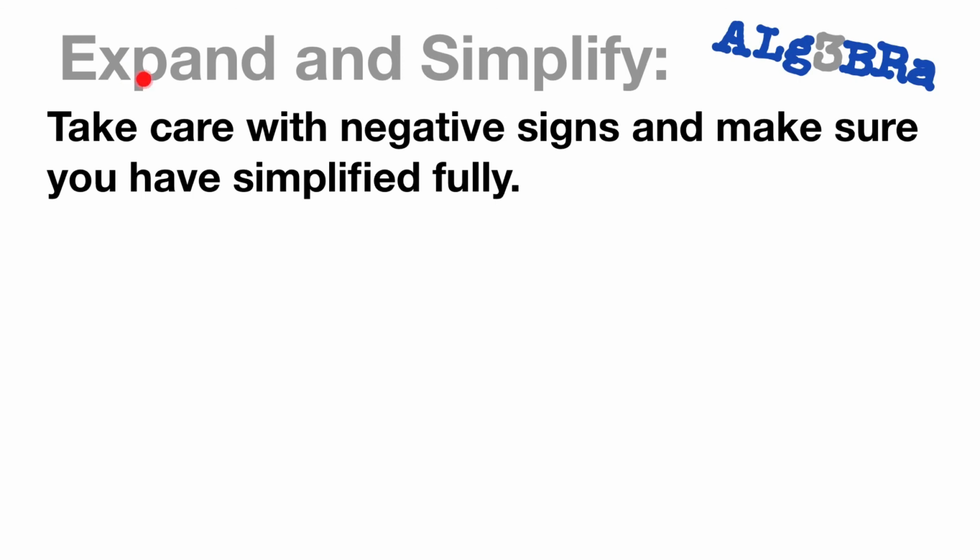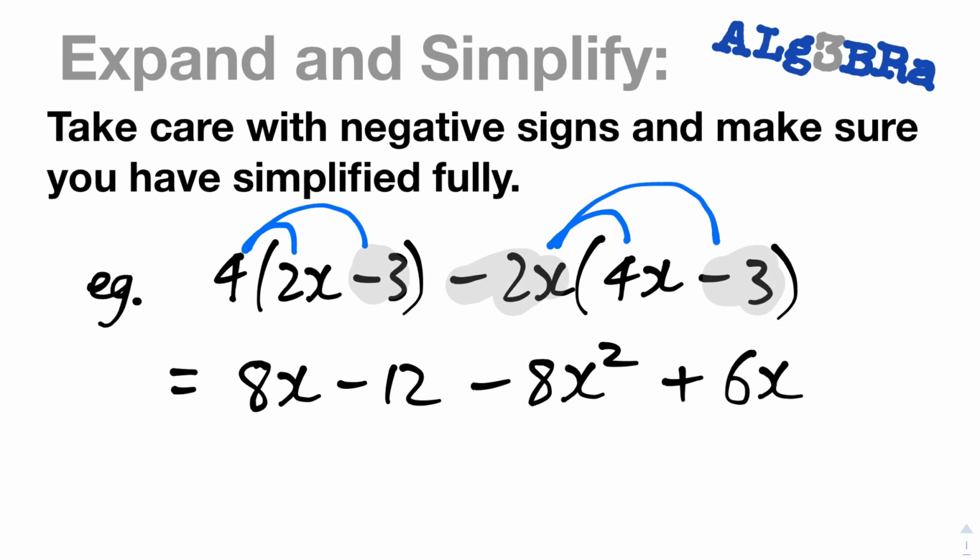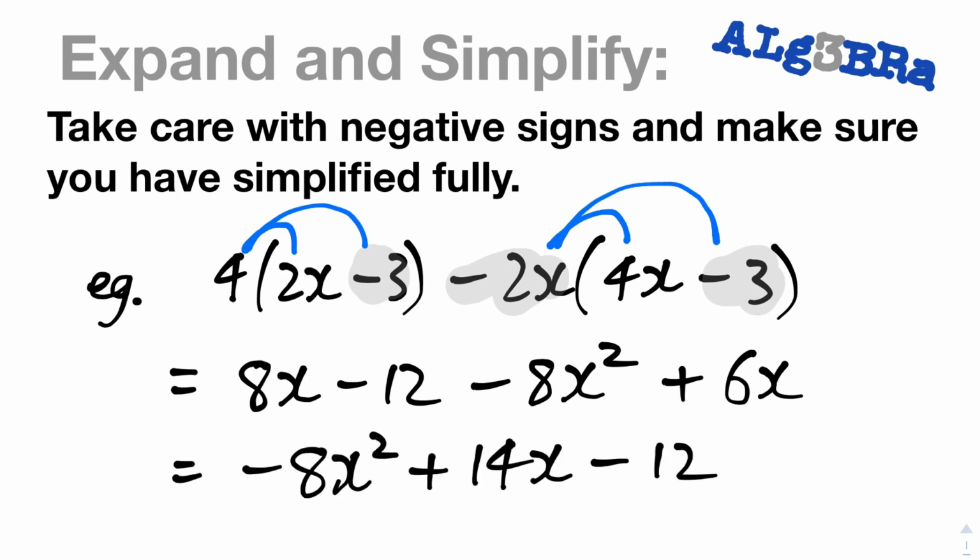When it comes to expanding and simplifying, we're just joining these concepts together. Just take care with negative signs and make sure you've simplified fully. In this example, we would first expand, again being careful of the negative signs. And then we group our like terms together, and in this case we can only simplify by adding 8x and 6x, giving us 14x.